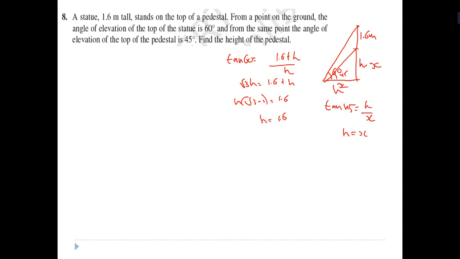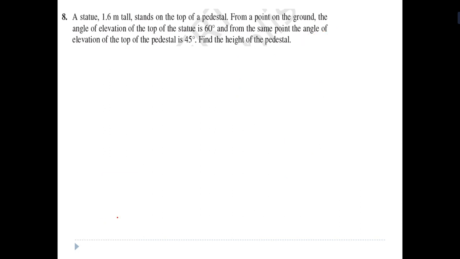So h is equal to 1.6 divided by (root 3 minus 1). If I rationalize it, then the answer is 1.6 divided by 2 times (root 3 plus 1). If I divide it, we get 0.8 times (root 3 plus 1). So according to me, the answer is 0.8 (root 3 plus 1). Now let me see how they are doing. The answer we have got is 0.8 (root 3 plus 1).